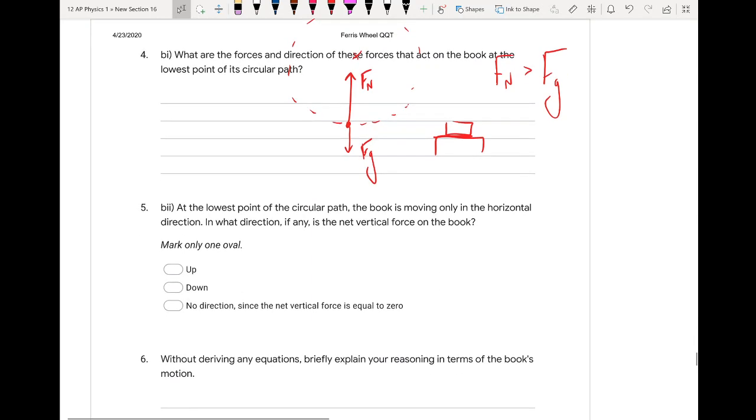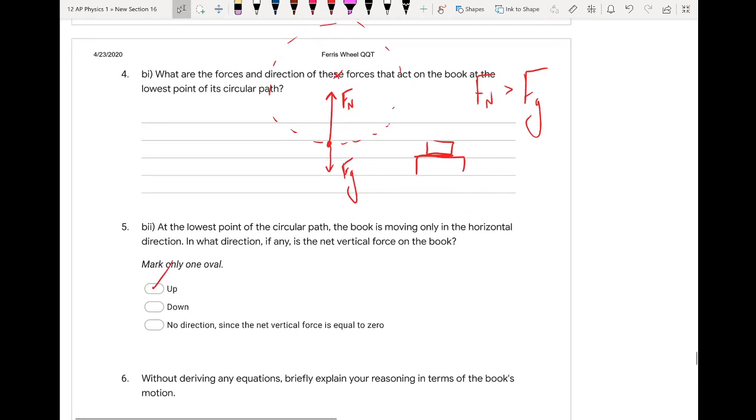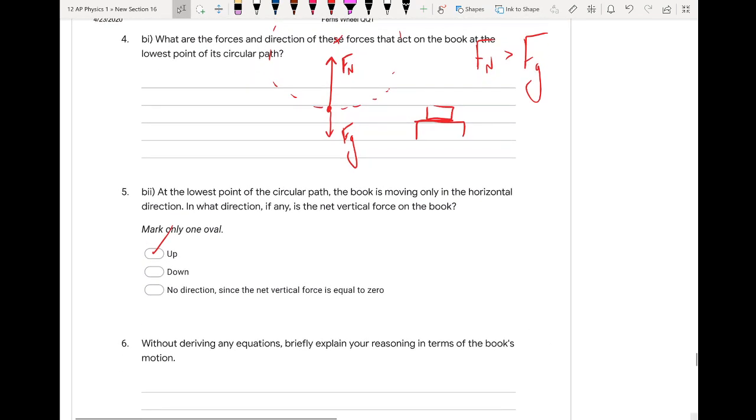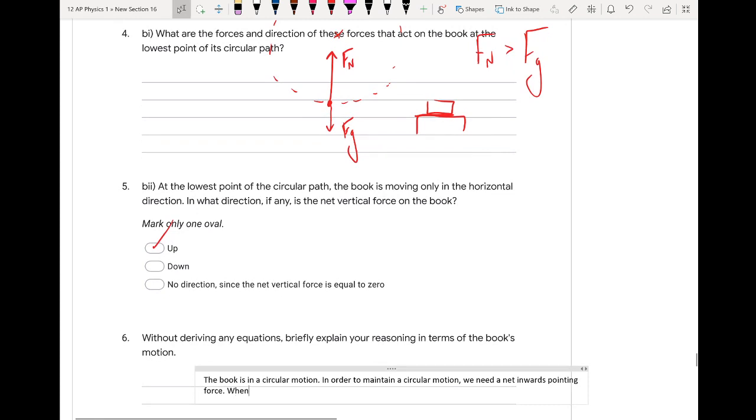Yeah, this is this question right here. Is the net vertical force on the book? In this case, like we just explained, I should have remembered that this was a question. But yeah, it's saying, hey, without doing any equations, explain why this is happening. The book is in a circular motion. In order to maintain a circular motion, we need a net inwards pointing force. When the book is at the bottom of the circular path, the middle of the circle is directly above it.